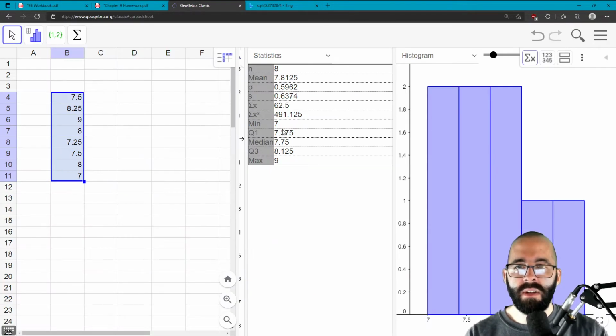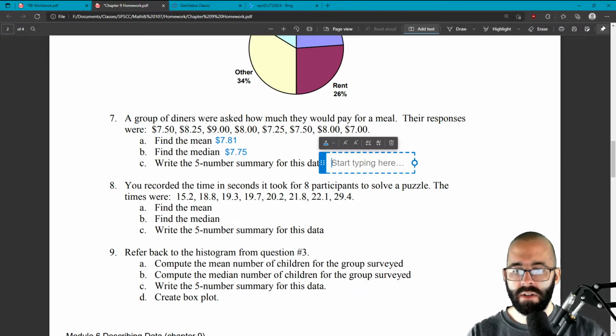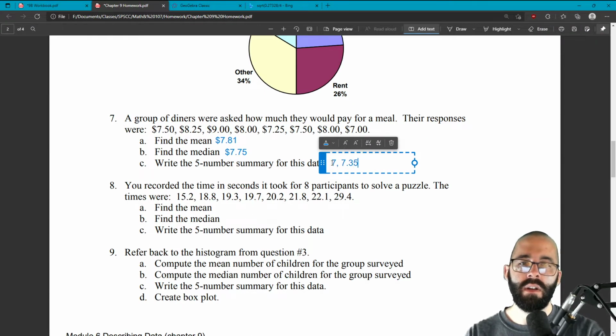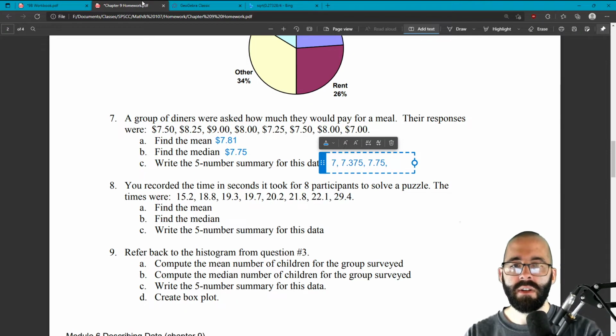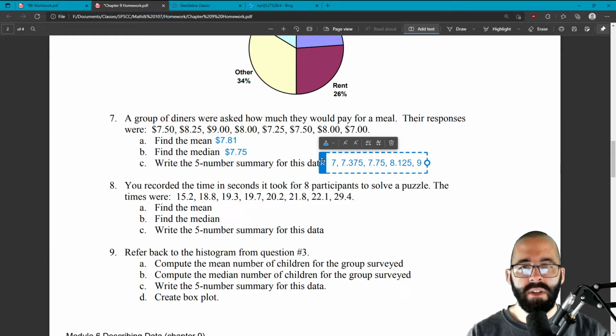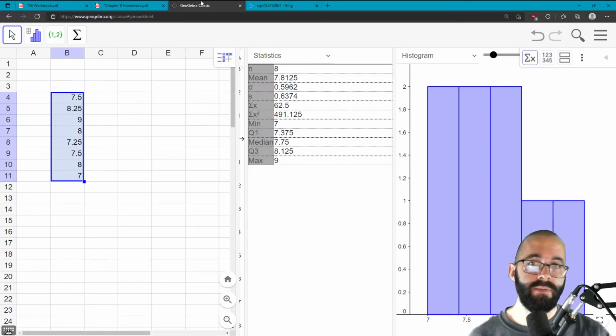5-number summary: minimum, Q1, median, Q3, and maximum. That's 7.375. The median, we already got that. That's 7.75. Q3, 8.125. And the maximum, which was 9. This incorporates all this important information that we needed.